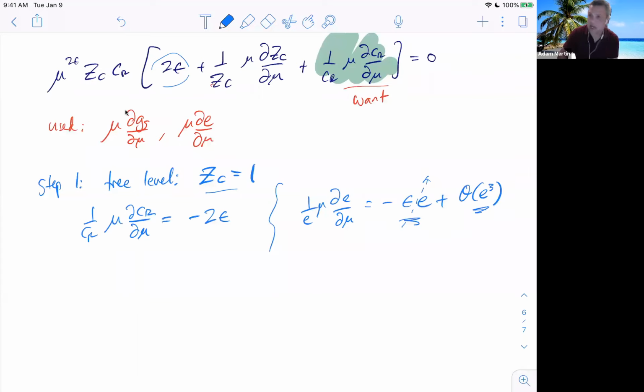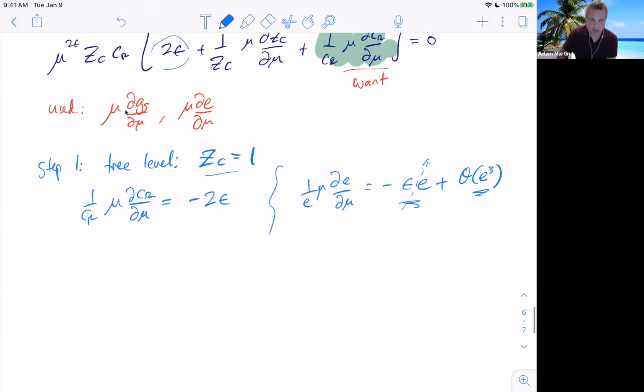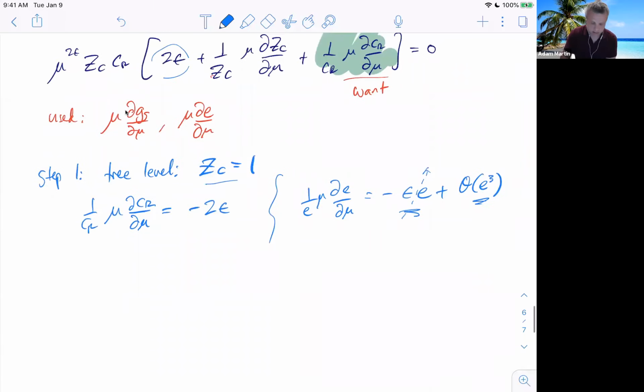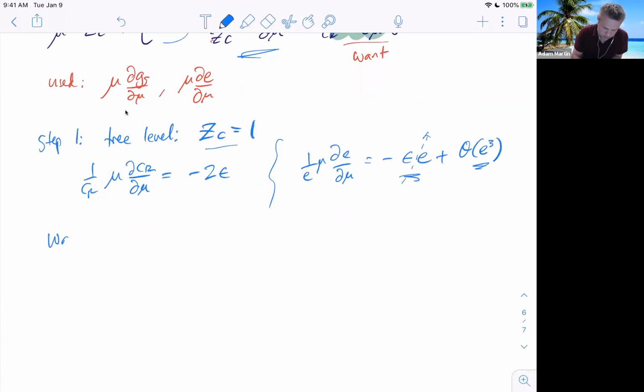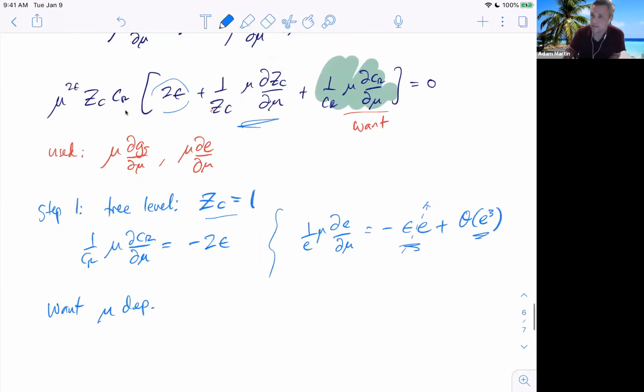Now we have to go about this. We need to calculate Z. We need to calculate things like this. We're going to do this quickly. We want mu dependence, right? That's what's sticking in here and here. But we have a trick. In dim-reg, mu dependence is always married to 1 over epsilon. So we always see this.